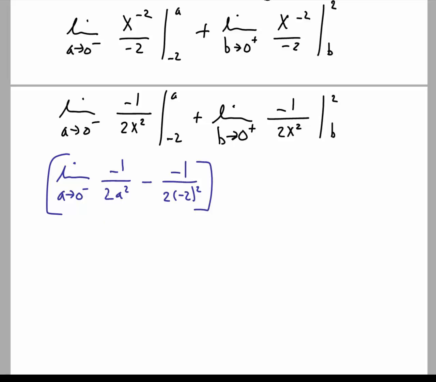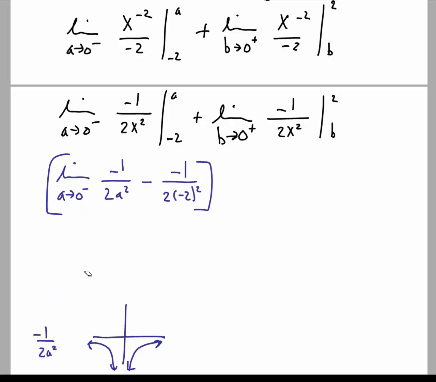So as a approaches 0, let's think what this looks like. Negative 1 over 2a squared. If we plug 0 directly in here, we get negative 1 over 0, which of course is an undefined fraction. And if I have an undefined fraction, that basically tells me I'm going toward infinity or negative infinity. I'm not sure which, so let's look and plug in some values here. The graph of positive 1 over 2a squared looks like this, so negative 1 over 2a squared will look something like this.